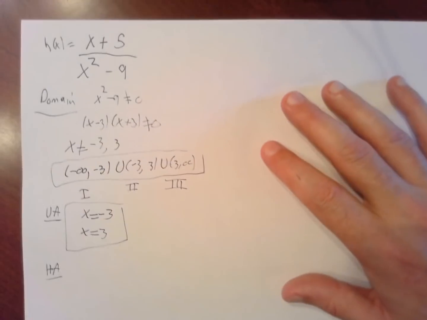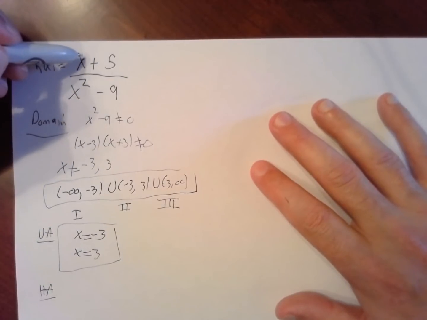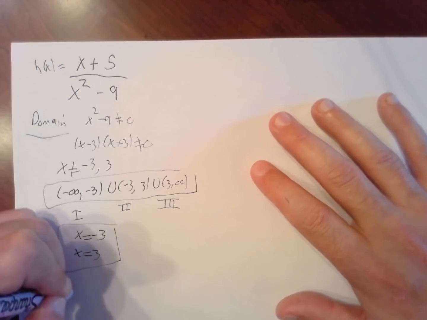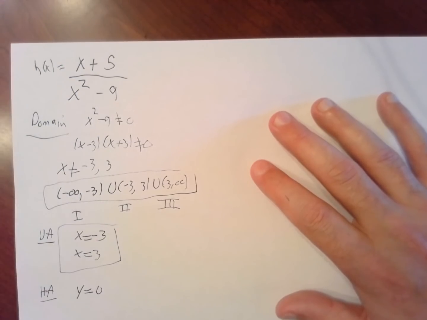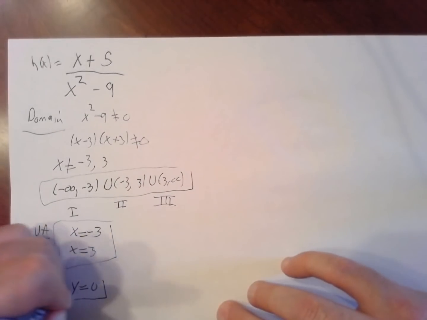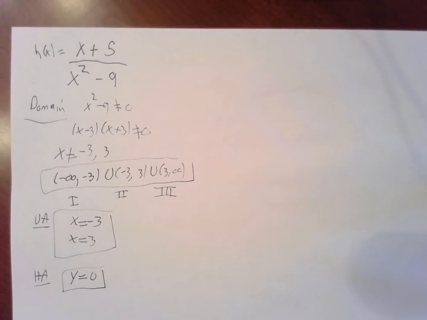Here's where we look at the degrees. Degree of the top is 1. Degree of the bottom is 2. Bottom wins. Anytime the bottom wins, we get y equals 0. We're done. That's the horizontal asymptote. Okay, let's start plotting this. As soon as you find stuff, put it on a graph.